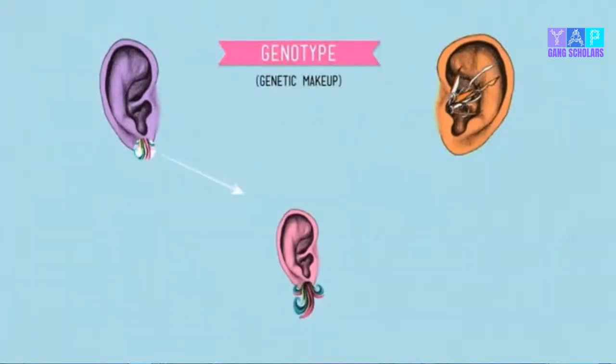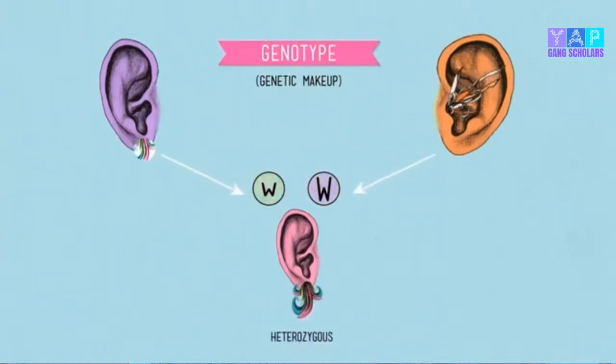Mom got one from Nanny and one from Papa, and let's just say that mom got a little W from Nanny and a big W allele from Papa. That means that mom's genotype, or genetic makeup, when it comes to that single trait, is heterozygous, which means that she inherited two different versions of the same gene from each of her parents.